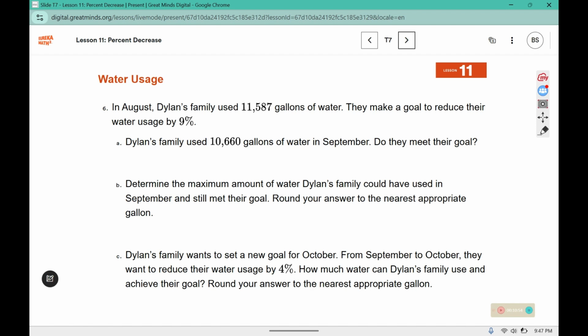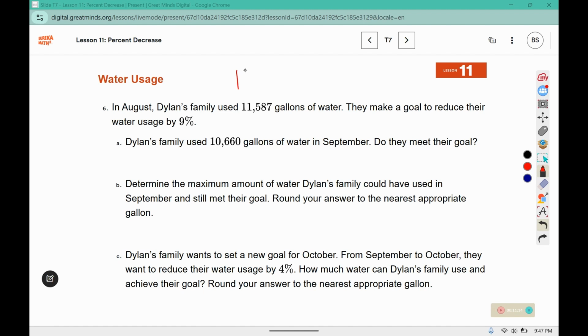In August, Dylan's family used 11,587 gallons of water. They make a goal to reduce their water usage by 9%. Dylan's family used 10,660 gallons of water in September. Did they meet their goal?